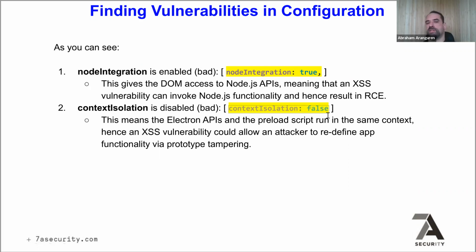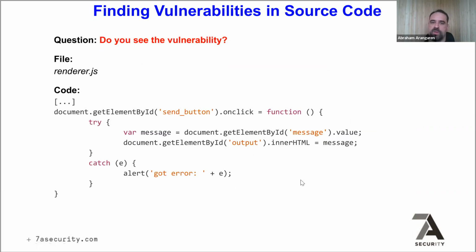So if context isolation is set to false and you have XSS, in most cases, given enough time, you can probably turn this into code execution as well, right? So both things can result in code execution. With that out of the way, let's give the people a little bit of a chance to say something. Does anybody see the vulnerability here? Anybody see a problem with that?